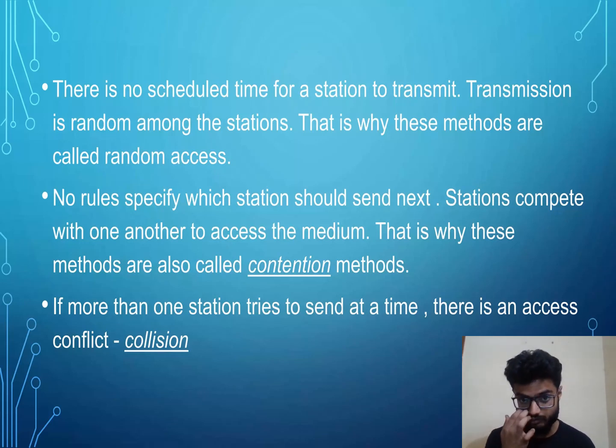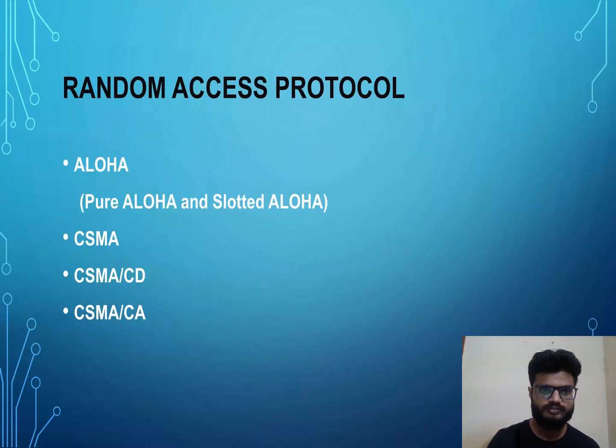So that is the reason it is called random access, and there is no specific rule about which node sends its message next. And as I told you the definition of collision, if more than one station tries to send a message at a time, then their access is in conflict, and that conflict is known as collision. There are mainly four divisions in this random access protocol: Aloha, CSMA, CSMA-CD, and CSMA-CA. And Aloha is further classified into pure Aloha and slotted Aloha.